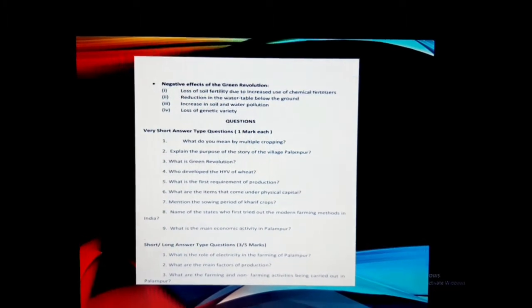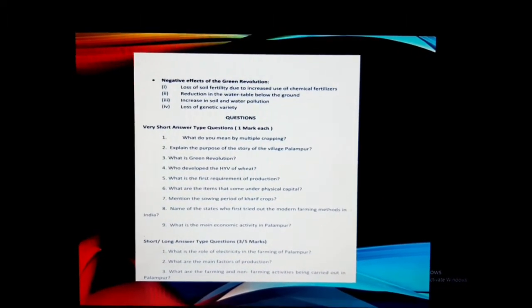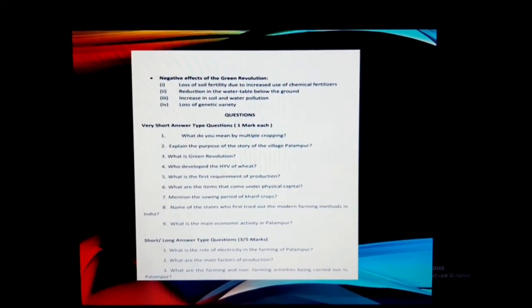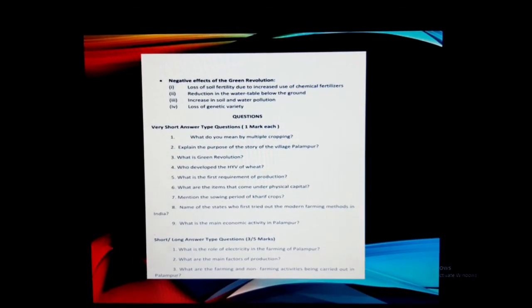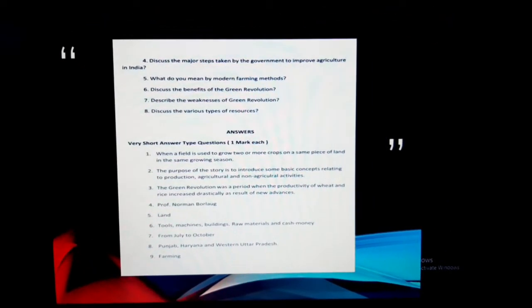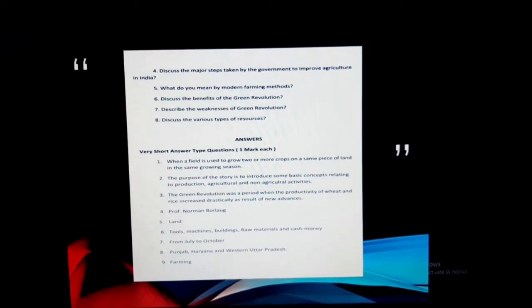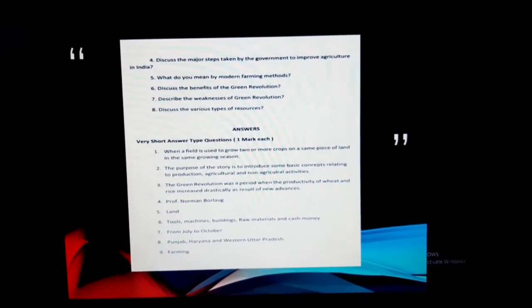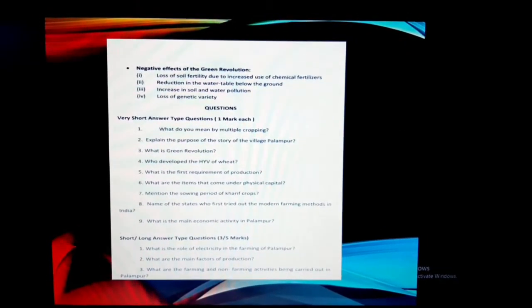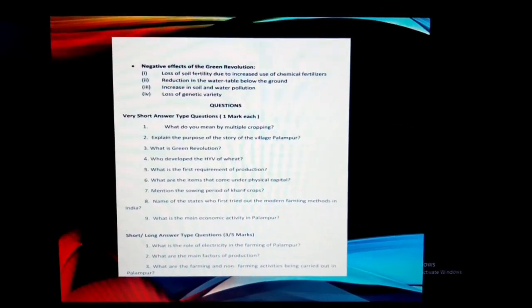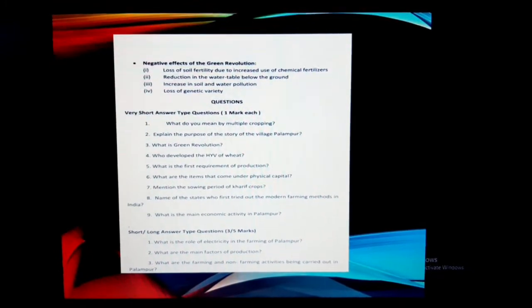Question number 4. Who developed the HYV of wheat? We should know all this, that who initiated the HYV seed system of wheat. The name is Professor Norman Borlaug. Remember this name. Question number 5. What is the first requirement of production? That we all know, which is land.